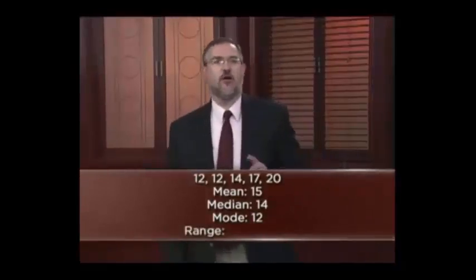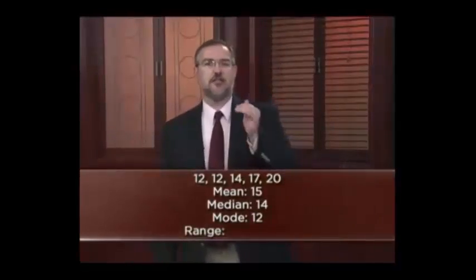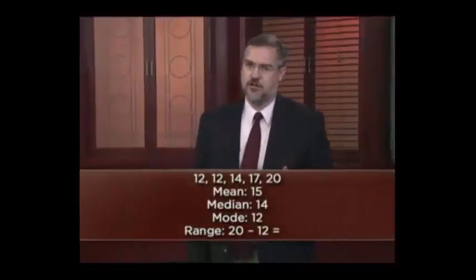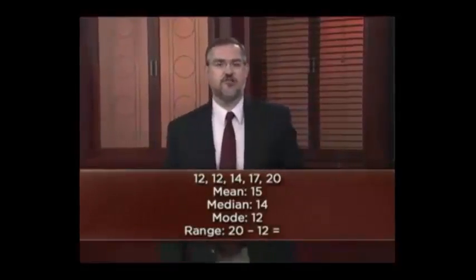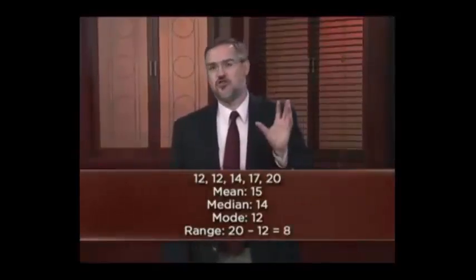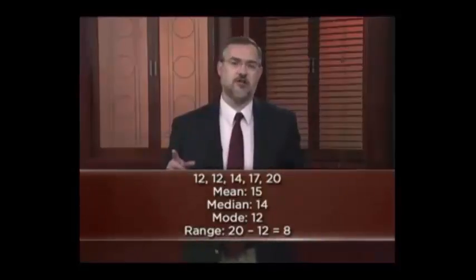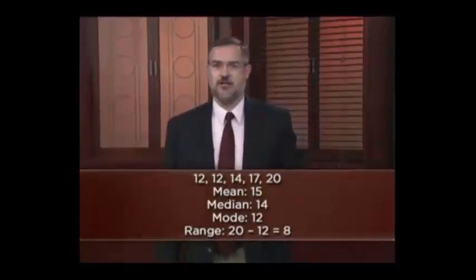And lastly, the range. We need to find that. Well, the range is calculated as the largest number in the list minus the smallest number in the list. And so in this case, the range is going to be 8 because the 20 minus the 12, that would be the largest minus the smallest number in the list, is equal to 8.